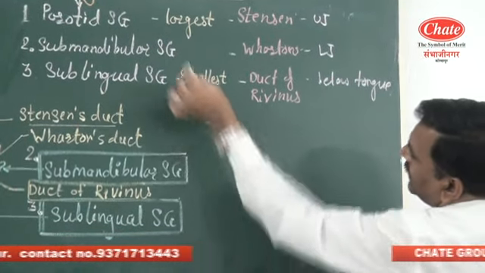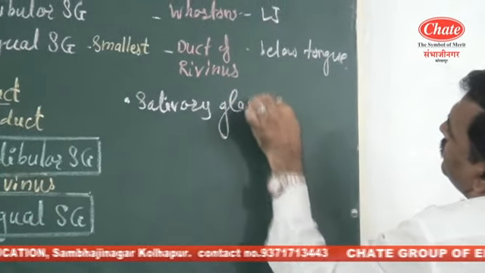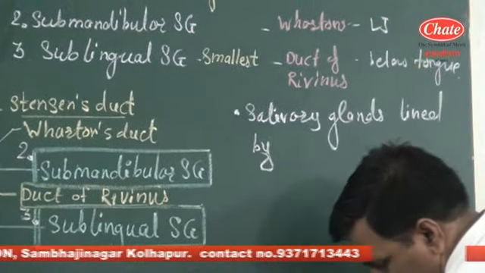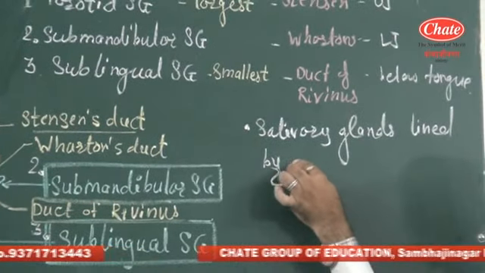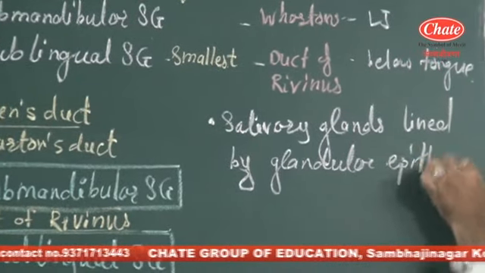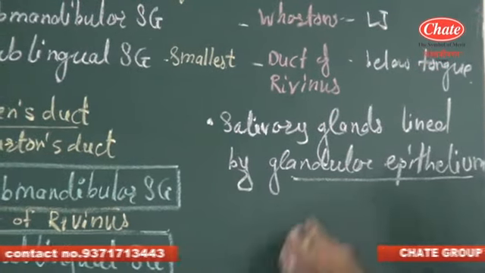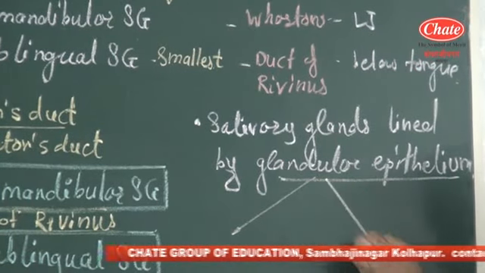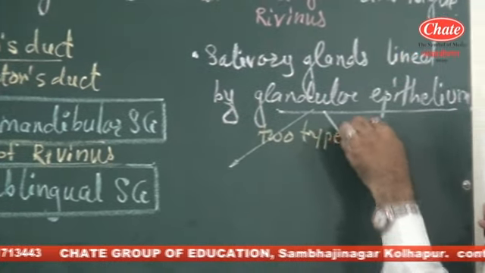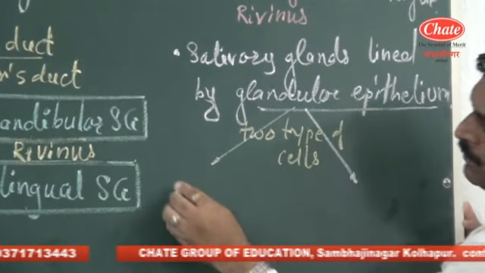Now next point, these salivary glands are lined by glandular epithelium. So it is lined by glandular epithelium, and this glandular epithelium consists of two types of cells.